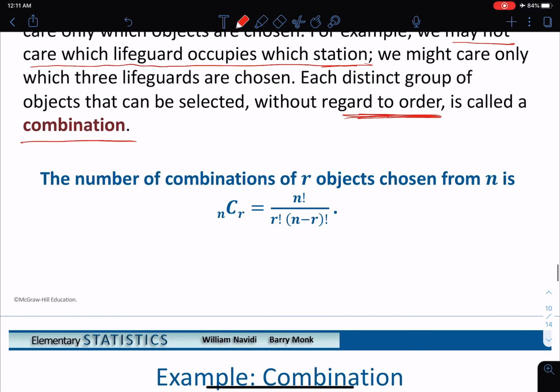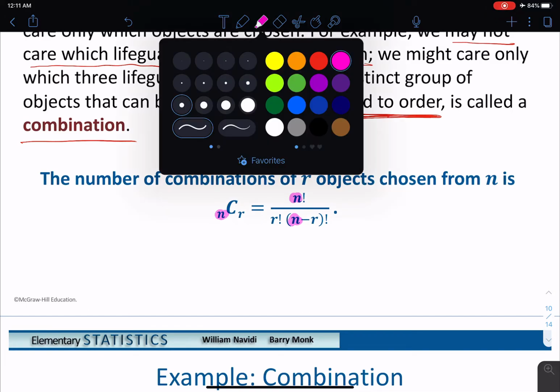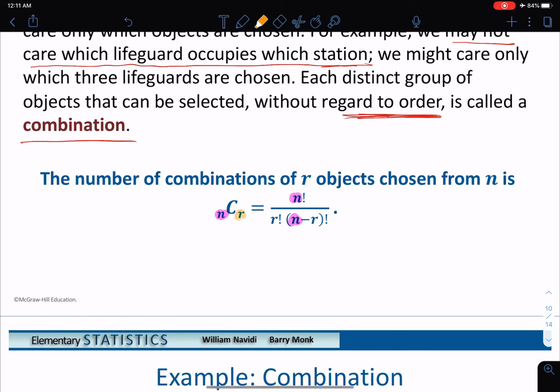And so the formula is a combination of n choose r. We're going to take n factorial up top, so that part looks the same as a permutation. And then we take n minus r. That looks the same as a permutation. In fact, that is the permutation formula. So what makes this a combination formula is this little guy right here. And so essentially what you're doing is you're dividing out the multiple arrangements using a certain grouping.